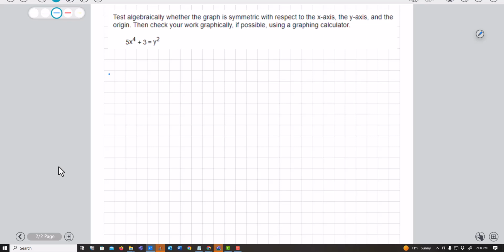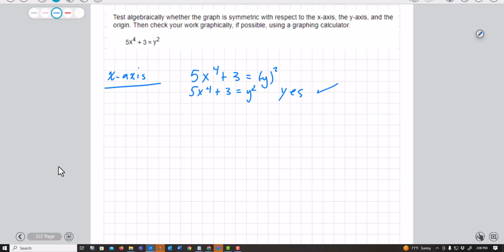I'm going to test it for the x-axis, which is where I replace the y. So 5x to the 4th plus 3 equals, oops, I forgot my negative, negative y squared. And as I can see, 5x to the 4th plus 3, negative y times negative y is a positive y squared. So yes, this checks with the x-axis.